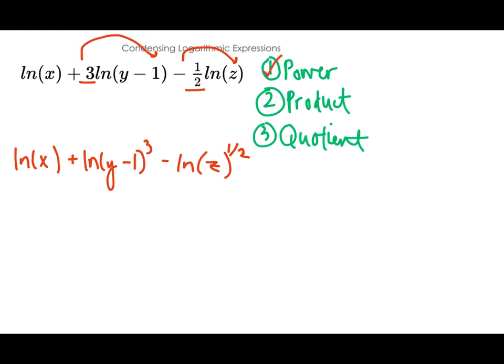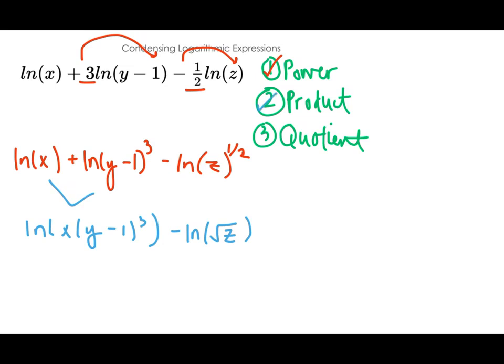Next, we're going to look at the product rule. So instead of looking for multiplication for the product rule, we're going to look at addition between logs. And here you can see I have these two logs being added. So via the product rule, they can be condensed to multiplication. So we're going to have natural log of x times y minus 1 cubed minus natural log of square root of x. You can leave it as square root or to the 1/2. Those are the same thing. So now we've successfully done the product rule.